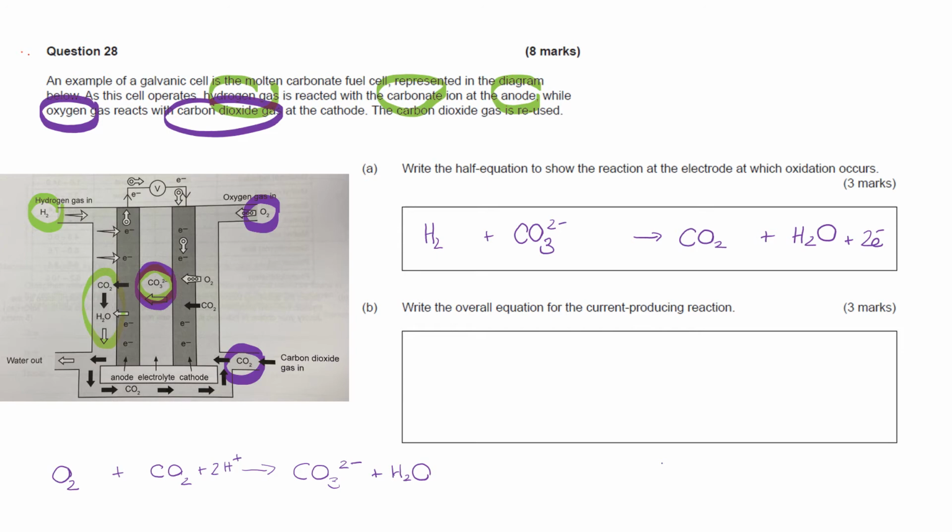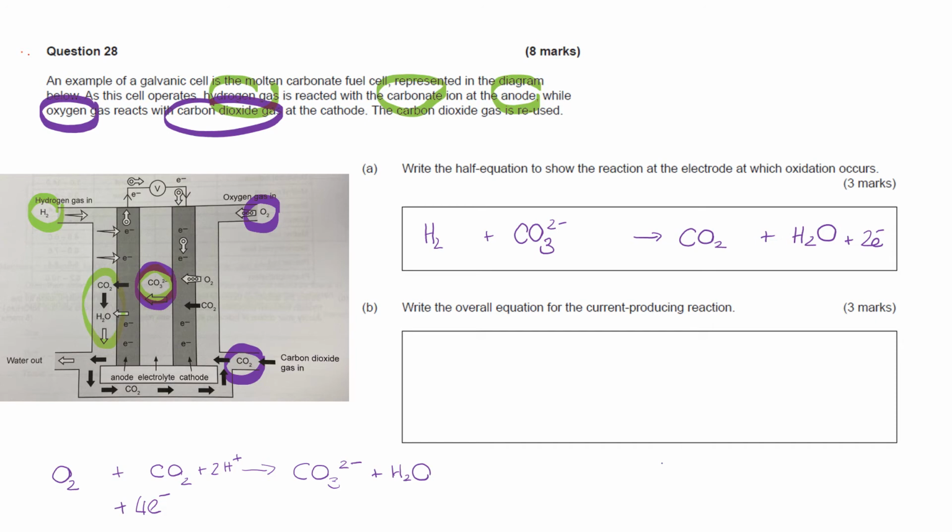All the elements are now balanced, but obviously the charge is not. +2 on the left, -2 on the right. The only way we can balance is by adding electrons. So if we add 4 electrons here, we have a total charge of -2 on the left, and we still have a charge of -2 on the right. So there's our reduction equation that we need.